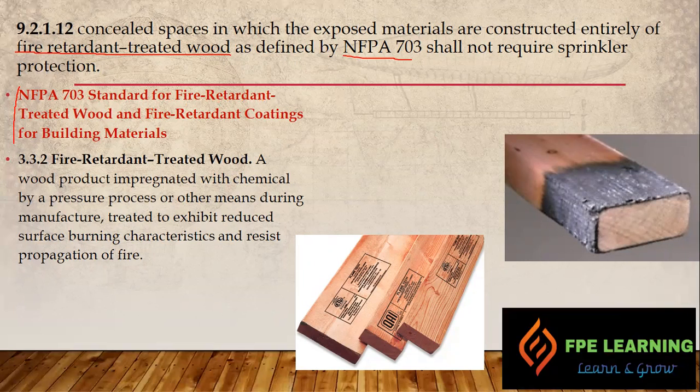If you look at 3.3.2 of NFPA 703, what is the definition of fire retardant treated wood? It is a wood product impregnated with chemicals by a pressure process or other means during manufacture, treated to exhibit reduced surface burning characteristics and resist propagation of fire. You can see this one passed the test successfully, that it is resisting the propagation of fire. And here are some of the materials which need to have marking, something like this one.